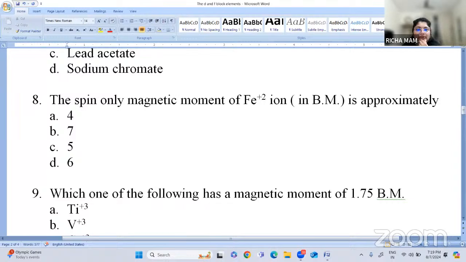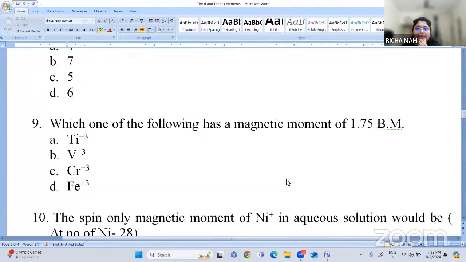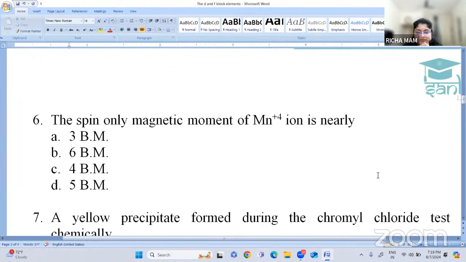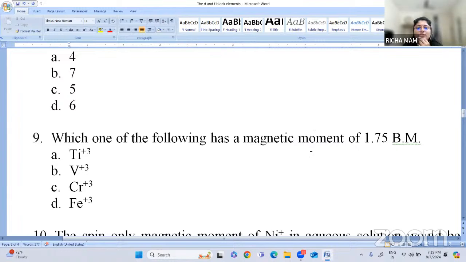Which one of the following has a magnetic moment of 1.75 BM? Now you do it, we have done similar problems. I will not do this directly. I'll tell you the answer, so you have to solve this and tell me. Which of the following has a magnetic moment of 1.75 Bohr magneton?